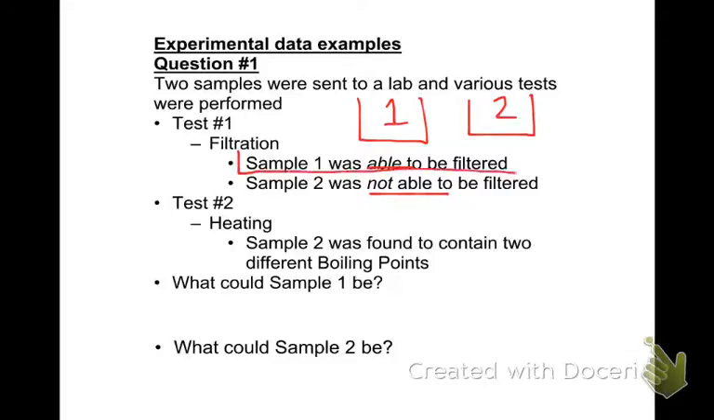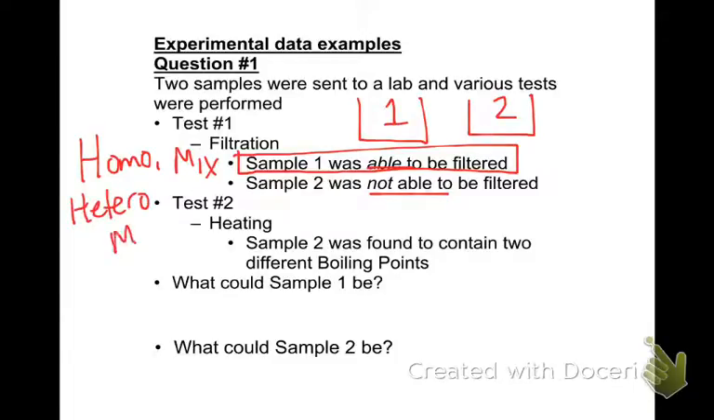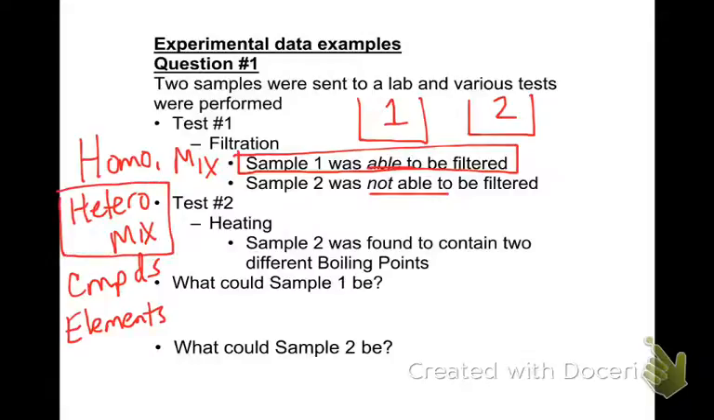The types of matter that we're looking at are homogeneous mixtures, heterogeneous mixtures, compounds, and elements. So, what's the only type of substance, of matter, that's able to be filtered? It's a heterogeneous mixture. So sample 1, right off the bat, being able to be filtered, is a heterogeneous mixture.